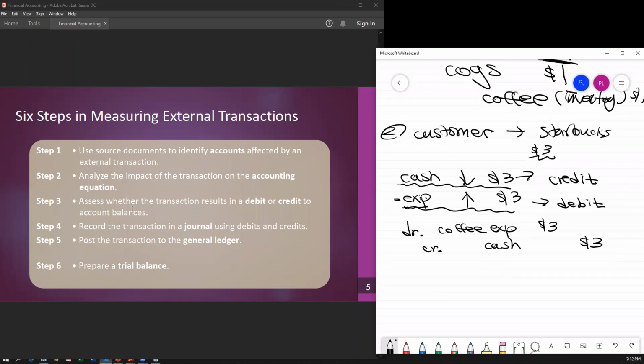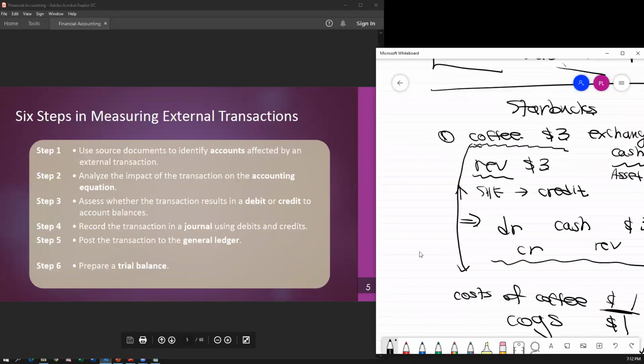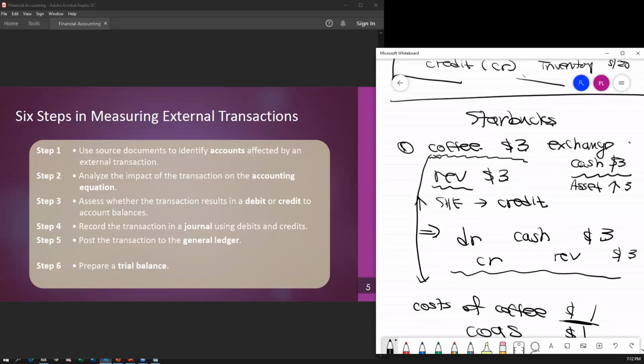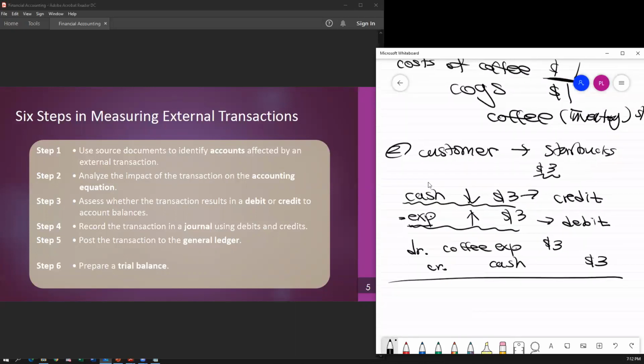Step 5 is posting a transaction to the general ledger. You can think of the general ledger as a summary or an aggregate of all the transactions for a particular accounting item. For journal entries, the focus is on the transaction. Number 1, there was a transaction, and this is the journal entry. For number 2, this was the transaction and this was the journal entry.